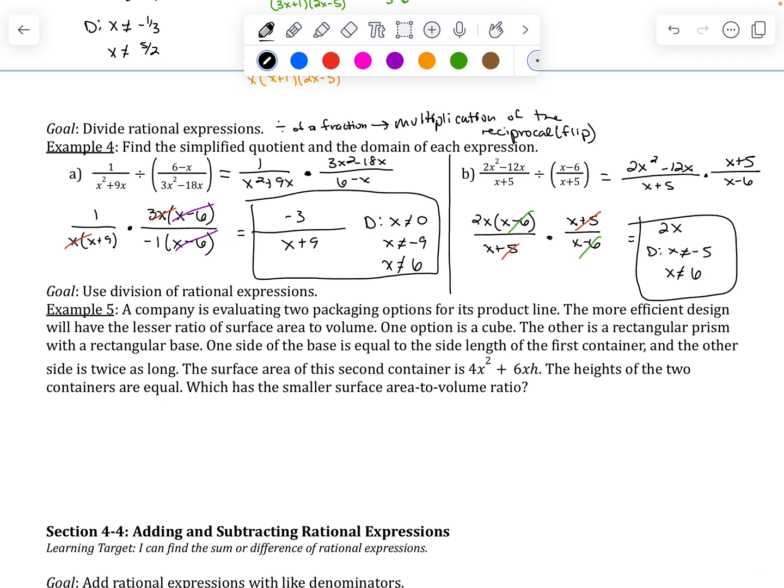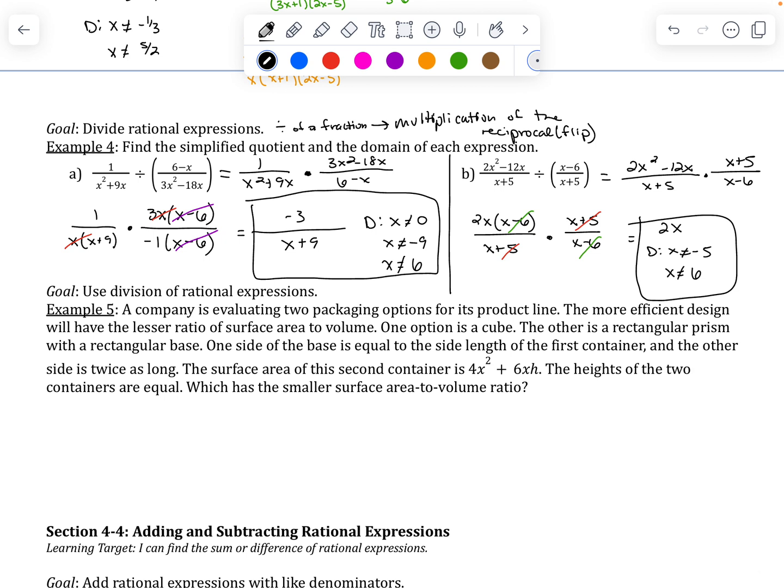A company is evaluating 2 packaging options for its product line. The more efficient design will have a lesser ratio of surface area to volume. One option is a cube. The other is a rectangular prism with a rectangular base. One side of the base is equal to the side length of the first container, and the other side is twice as long. The surface area of the second container is 4x squared plus 6x each, and the heights of the 2 containers are equal. Which one has a smaller surface area to volume ratio?